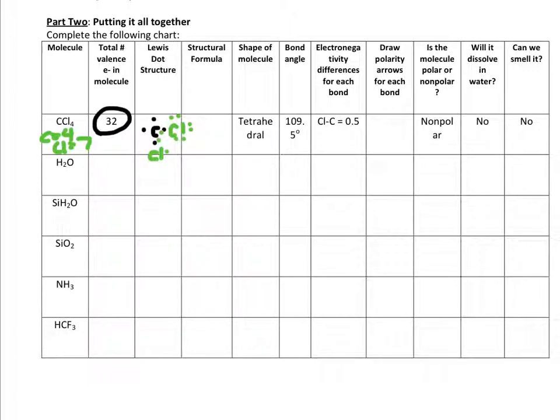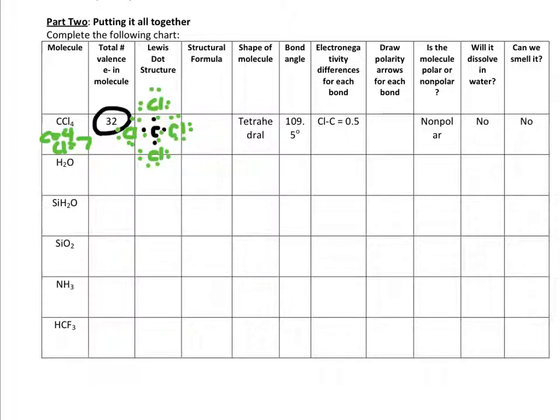1, 2, 3, 4, 5, 6, 7. Okay, so at this point, that should be easy for you. If it's not, you need to spend time doing this.